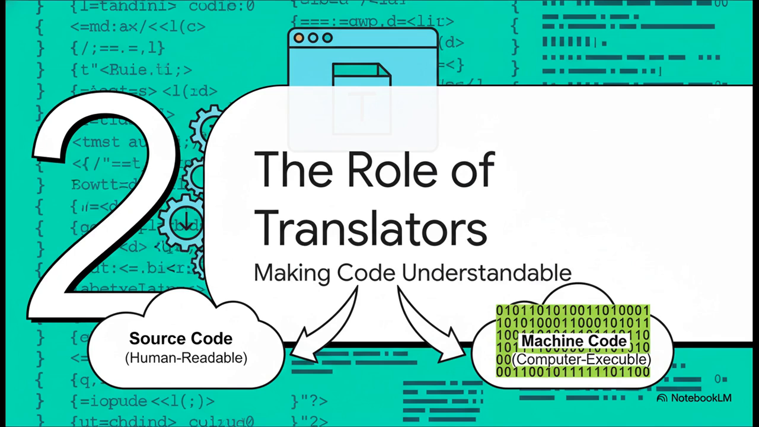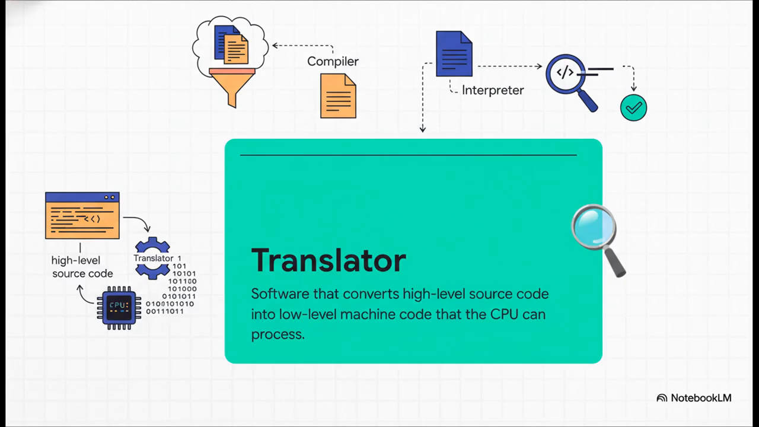We need a special kind of program called a translator. Its entire job, its whole reason for being, is to take the source code that you wrote and turn it into the machine code that the computer can finally understand and actually run. Okay, so here's the official definition you'll want to have in your back pocket. A translator is a program that converts high-level source code into low-level machine code. Simple as that. Now, for your GCSEs, the specification is very clear. You've got to know the two big ones, compilers and interpreters.